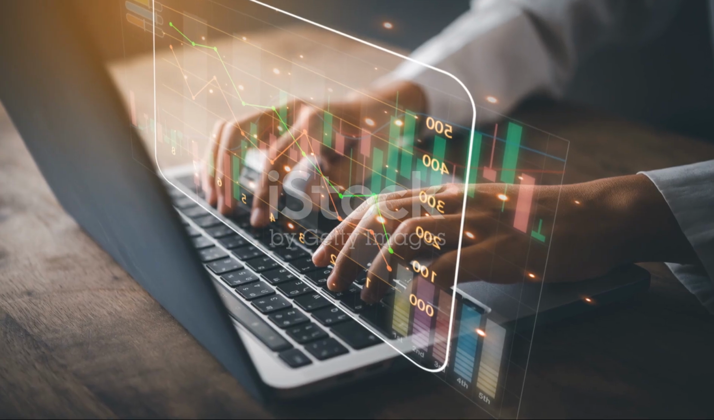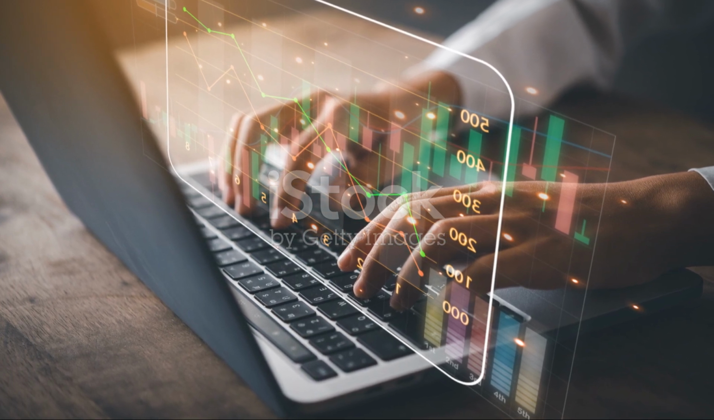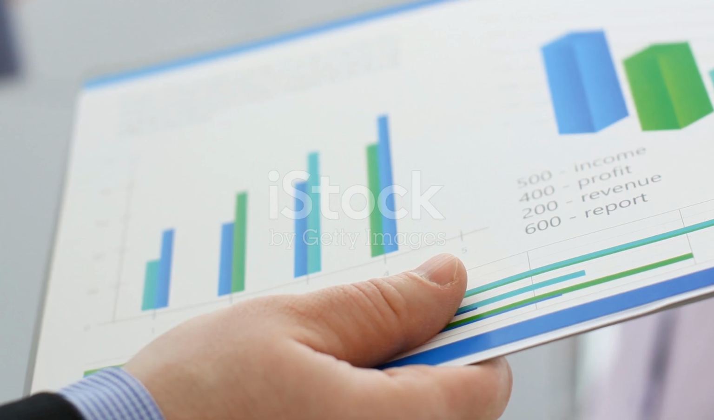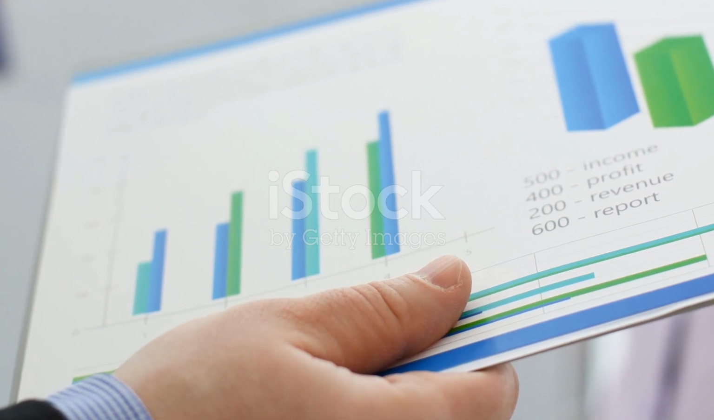By using the TAE in conjunction with other financial tools and information, you can make more informed decisions about your money. Remember, knowledge is power, and in the world of finance, the TAE is a powerful tool to have in your arsenal.